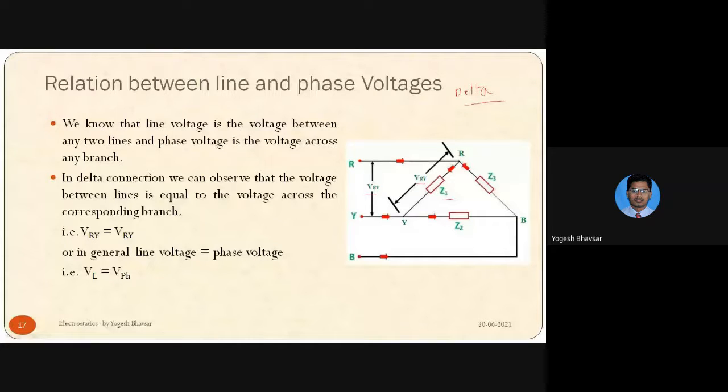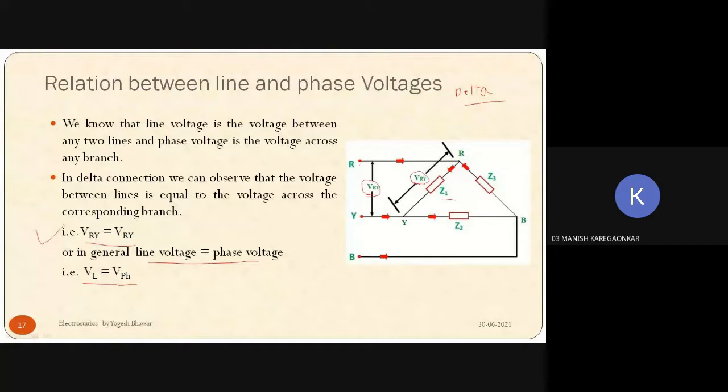But here in case of delta connection, we can observe that the voltage between any two lines is equal to the voltage across that particular adjacent branch. So we can conclude that in delta connection VRY is equal to VRY, that is, VL is equal to VPH. Line voltage is equal to phase voltage in case of delta connection. It is clear why it is equal? Is it clear?